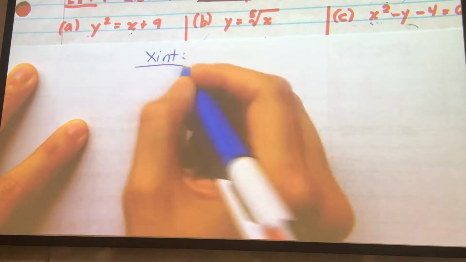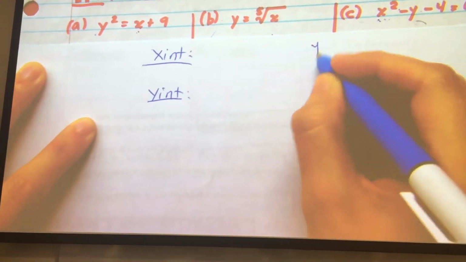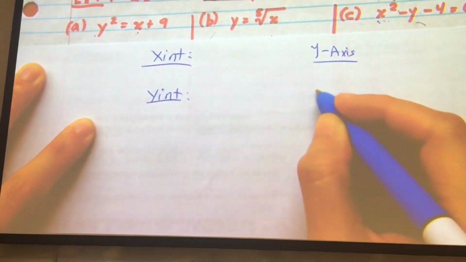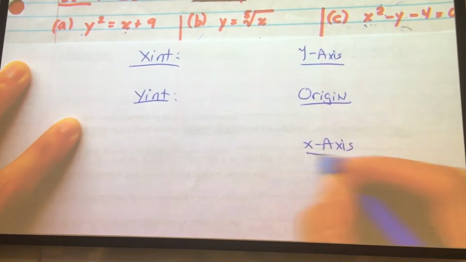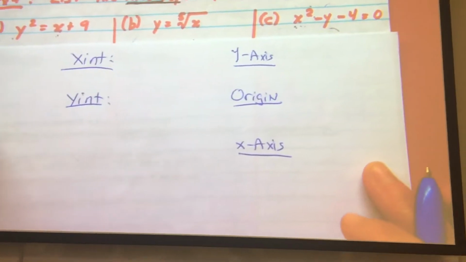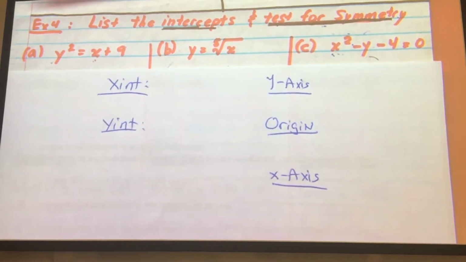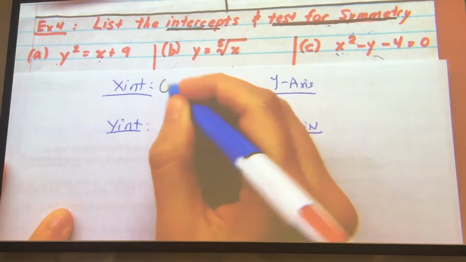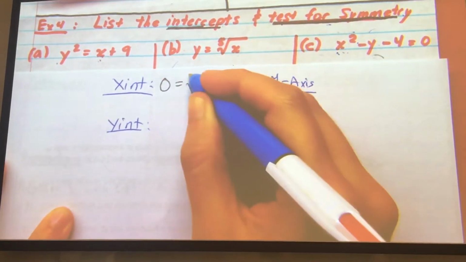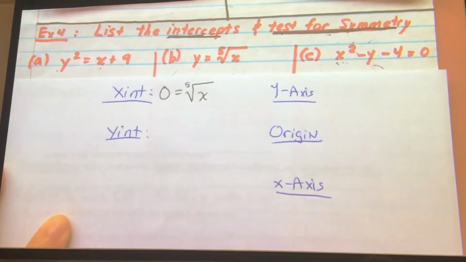So again, we're asked to find the x-intercept, the y-intercept, and test for symmetry. So for symmetry, we're looking for y-axis symmetry, origin symmetry, and x-axis symmetry. Okay. For intercepts, we know it's going to be the origin, but let's see how we would have gotten that without the picture. For x-intercepts, that's where we let y equal 0, right? So 0 should equal the fifth root of x. But how do we solve an equation that has a radical? Do you remember how to do that?